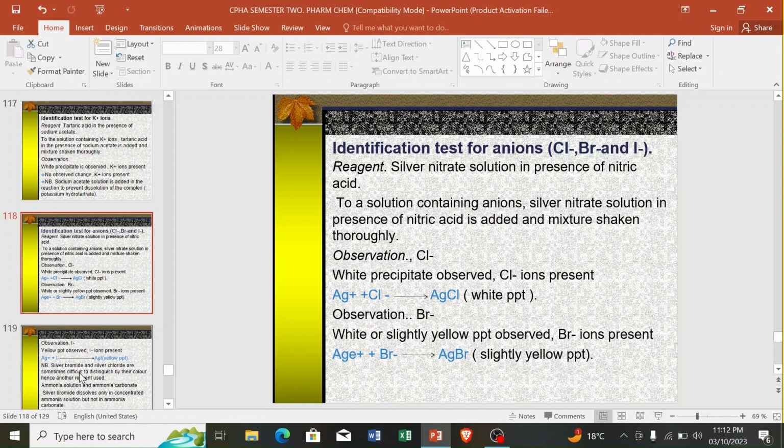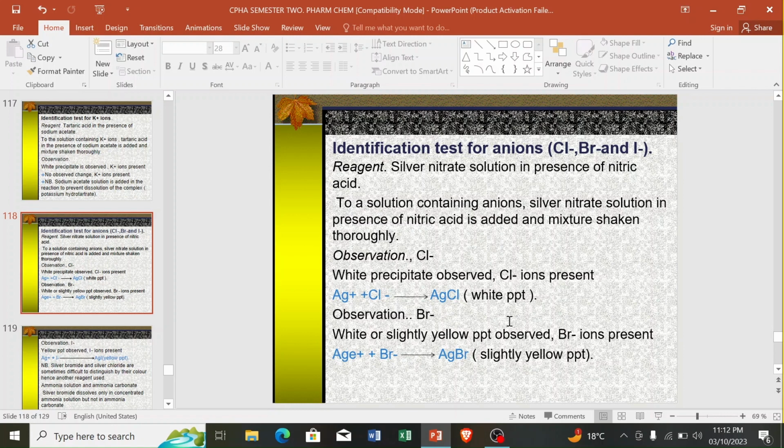The first thing we want to observe is the chloride ions. When we see a white precipitate observed, chloride ions are present. And this is the ionic equation for that specific reaction that will have taken place. When we want to observe bromide, we shall see a white or slightly yellow precipitate observed. So bromide ions are present when we see that.